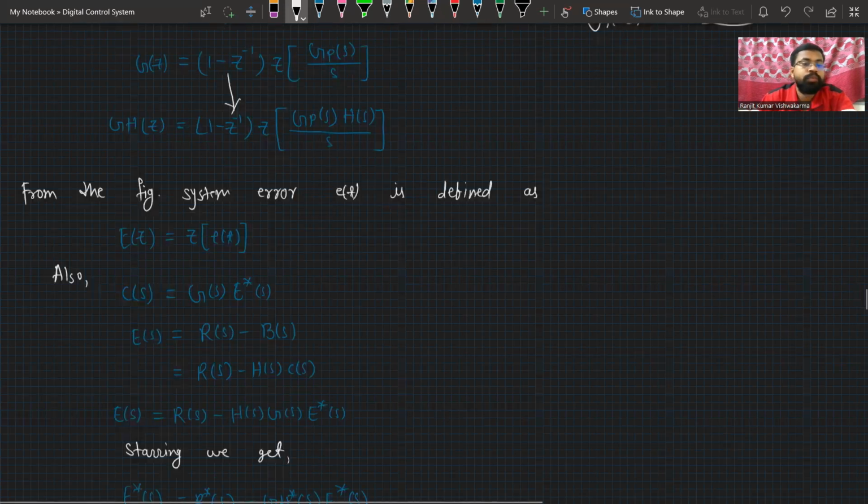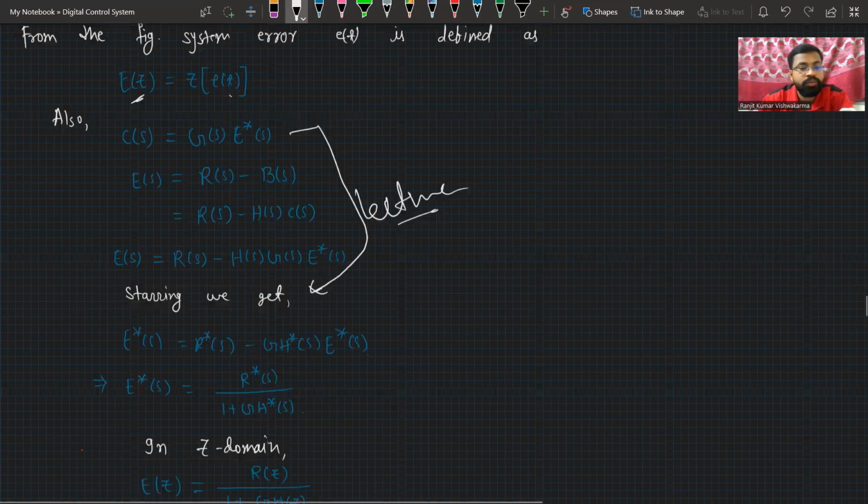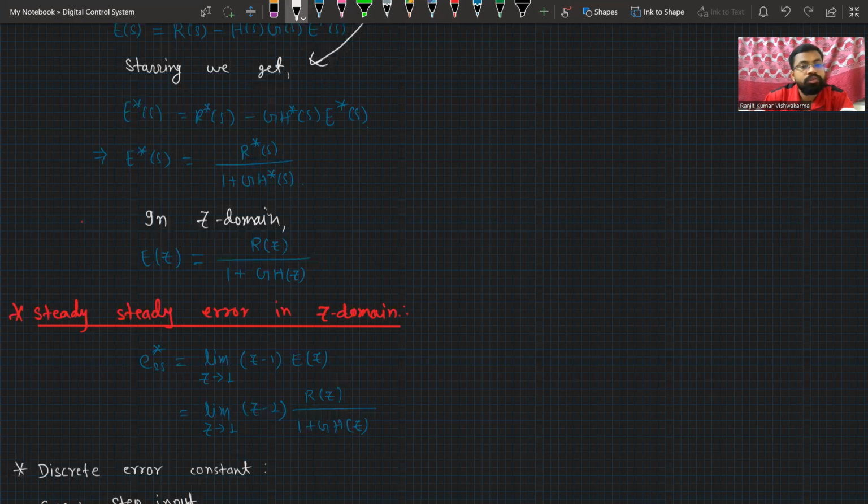From the figure, the error e of t is defined. As I always told you, in a digital control system we always work in terms of the z transfer function. So this is the time domain; after taking the z transform, E of z equals the z transform of e of t, where e of t is the error signal. Now also C of s, this calculation I have discussed in lecture 1. In lecture 1 you can find out how we calculated this value. So from here, after taking the z transform, the star function directly becomes E of z, which equals R of z divided by 1 plus Gh of z.